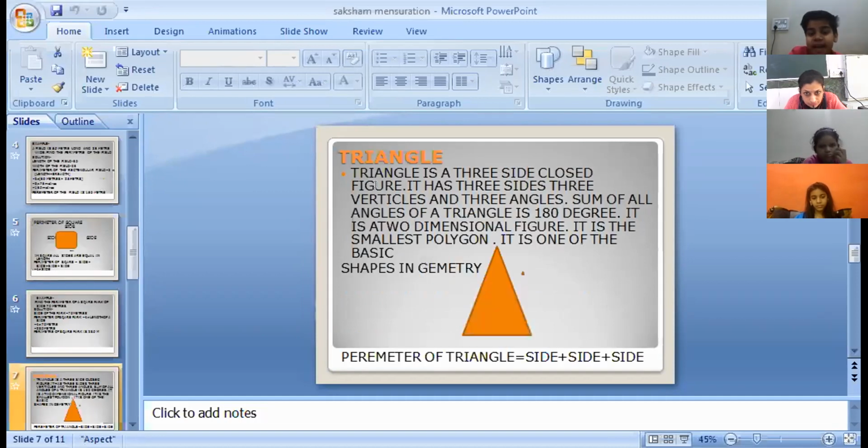Now there is a triangle. What is a triangle? A triangle is a 3-sided closed figure. It has 3 sides, 3 vertices and 3 angles. The sum of all angles of a triangle is 180 degrees. It is a 2-dimensional figure. It is the smallest polygon. It is one of the basic shapes in geometry. Perimeter of a triangle is side plus side plus side.